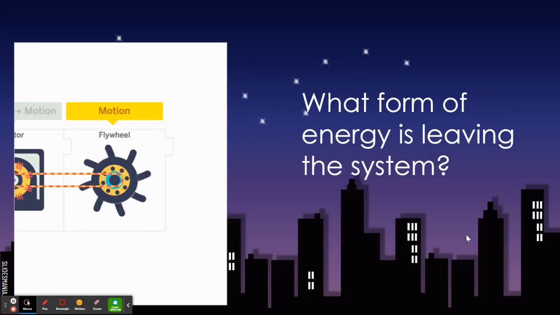So I'm looking here, and I hope you can notice that there's some red squiggly lines coming out of my flywheel. Remember, our flywheel is the same as our fan. What form of energy are those red squiggly lines? If you think about it, it kind of looks similar to what our graph at the bottom. The red squiggly lines represent thermal energy.